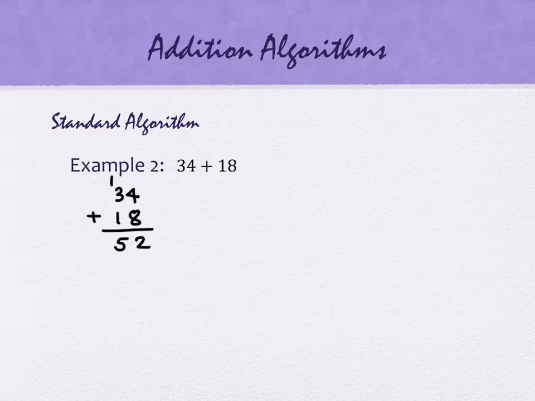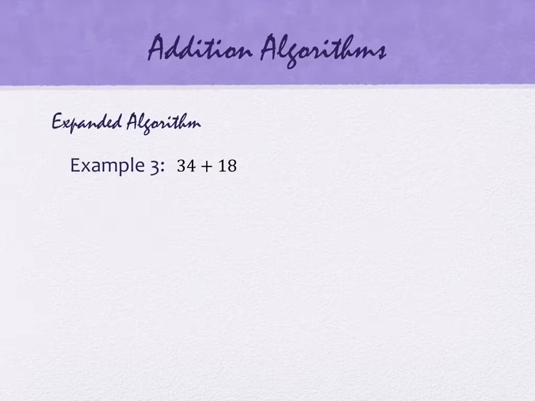Another variation of this method, so this is really just like we've done the same method twice, one in sort of concrete form and one in an abbreviated form, is sort of a mix between. And this is called the expanded algorithm. The expanded algorithm takes the values and actually expands them by the place value that they hold. So instead of writing 34 as 3, 4, we write 34 as 3 times 10 plus 4 times 1.